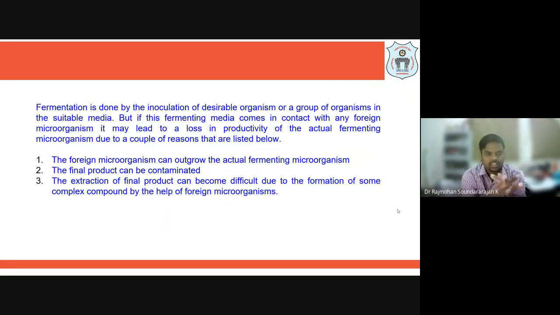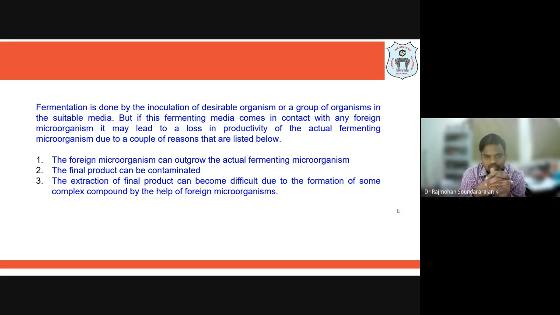So we know that fermentation is done in the biochemical industry. Particularly, it can be any industry, right? It can be the pharmaceutical industry, food industries, anywhere. So fermentation is one of the important steps, which is performed by introducing a pure culture, called the inoculum. So an inoculum of a desirable organism or group of organisms is introduced into a suitable medium, and the growth is allowed to happen by supplying the substrate continuously. We are able to produce the desired products.